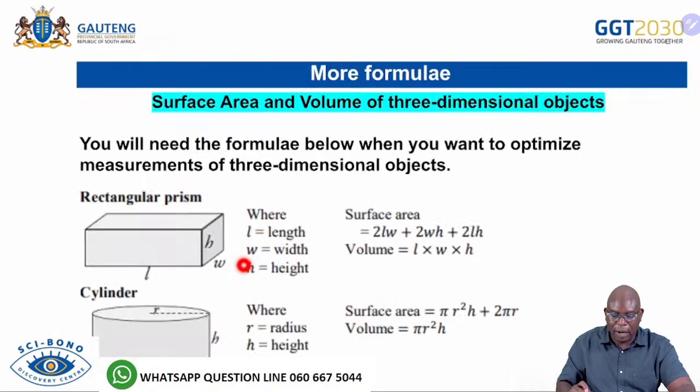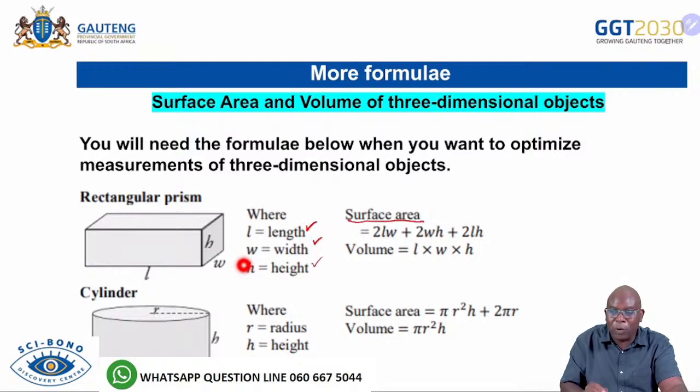All right, now, more formula. You need to find the formula below when you want to optimize measurements of three-dimensional objects. So in other words, we have a rectangular prism now. We no longer have a rectangle, we have a rectangular prism, meaning that it's a 3D shape. We've got the length, we've got the width, we've got the height. So where L is the length, W the width, and H the height.